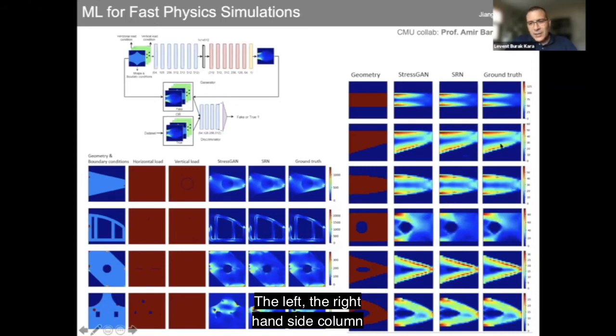The right-hand side column is, again, what you would expect out of a classical software. And this column, called the stress scan, is the result of what our system can produce. This was a joint work between our lab and Professor Amir Farimani's lab, who's also in the mechanical engineering department.